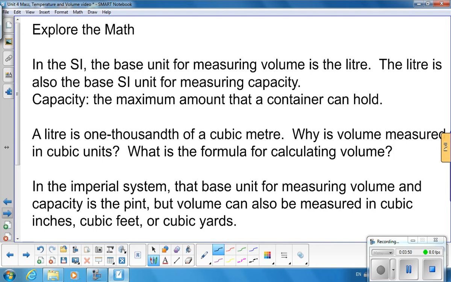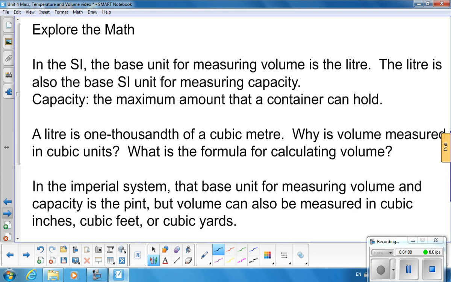In the SI system, the base unit for measuring volume is the liter. The liter is also the base unit for measuring capacity. So capacity is the maximum amount that a container can hold. A liter is 1/1000th of a cubic meter.